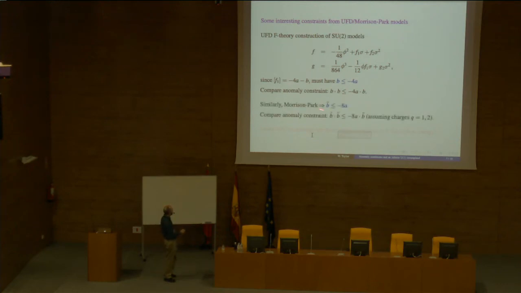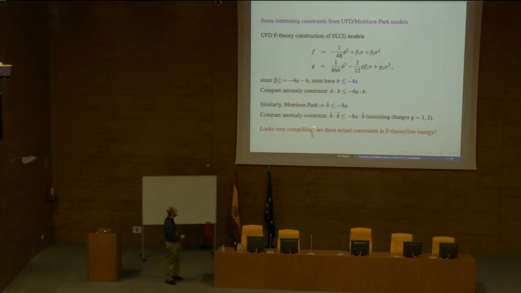Similarly, the Morrison model needs to have B tilde less than or equal to minus 8a, and the anomaly constraint is B tilde is less than or equal to minus 8a dot to B tilde, assuming charges Q equals 1 and 2. So for a little while, we thought, wow, we found these stronger constraints. These must be the real low energy constraints. That must solve our problem. At least we should be able to try to prove those constraints for low energy.